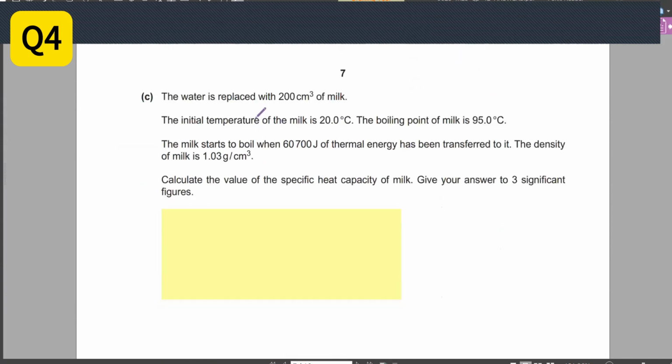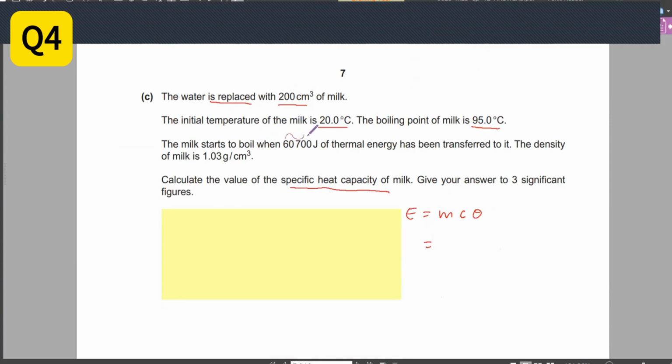Next, final question, calculation. So water is replaced by 200 cm³ of milk. We have the temperature change. We want to calculate the heat capacity. So we make use of this formula. Energy equals m c theta.